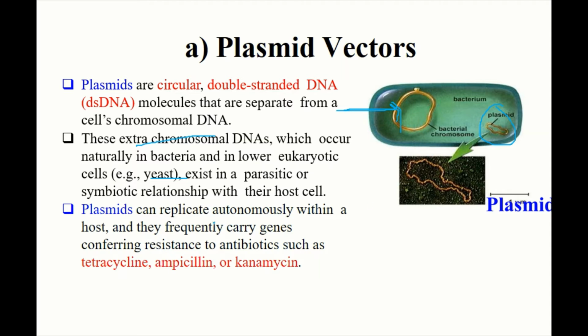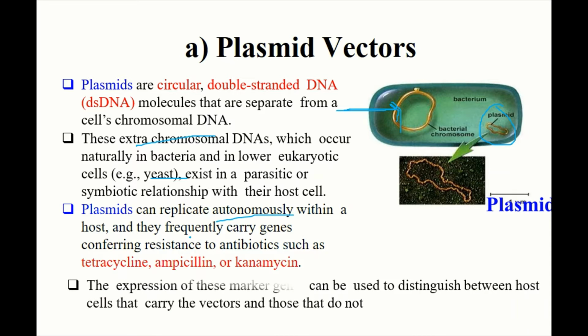Plasmids can replicate autonomously within a host, and they frequently carry genes conferring resistance, such as resistance to tetracycline, ampicillin, and kanamycin. And the expression of these marker genes are the ones that we use to distinguish between host cells that have been able to carry the vectors and those that do not.